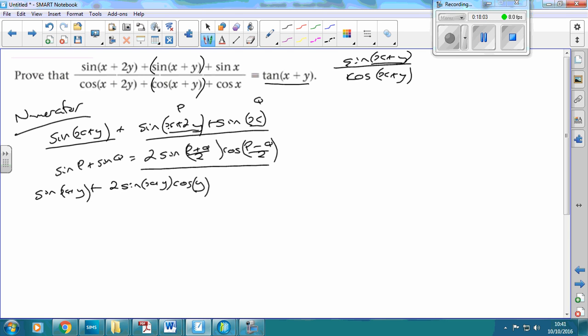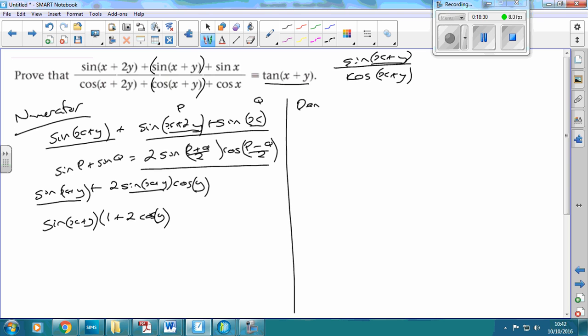And what we can do, we can see that we've got sine of x plus y here, and we've got sine of x plus y here. Something that you need to do quite often with the quotient rule is see that you've got a common factor in both of them. So if we factorise that out, it's going to be sine of x plus y bracket 1 plus 2 cos y. That's the numerator. And deal with the denominator in exactly the same way.